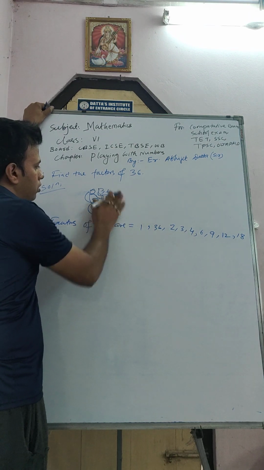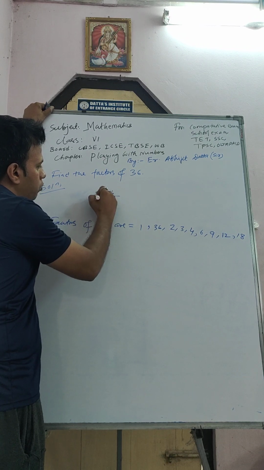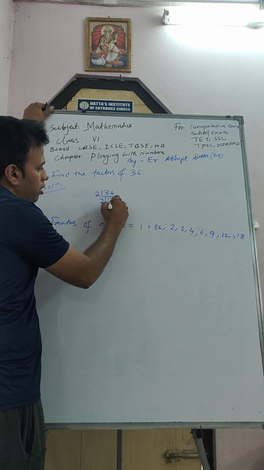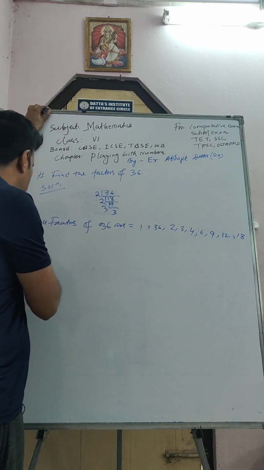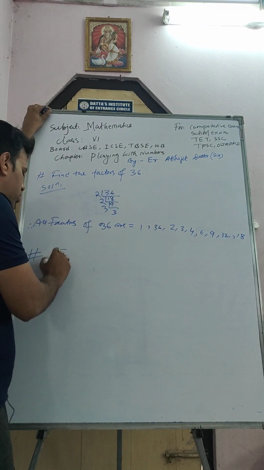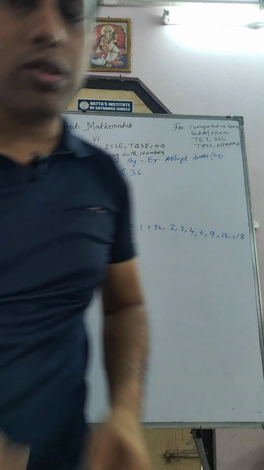So I write here again: 36 is divided by 2 into 18, 2 into 9, and 3 into 3. So now another question. I take another question.